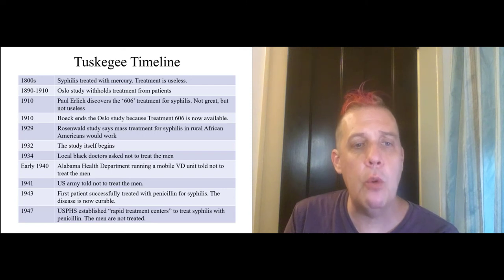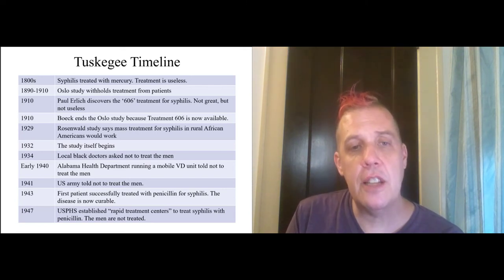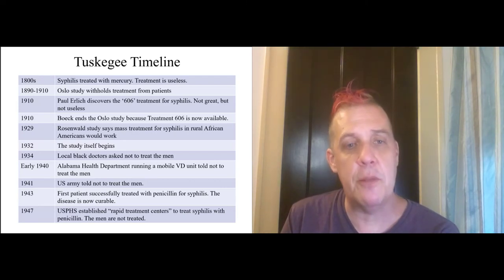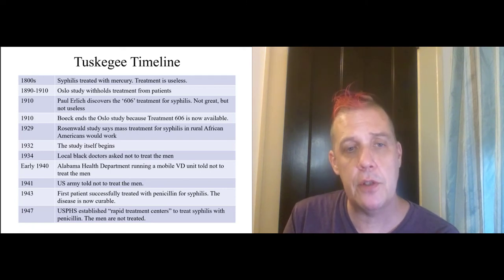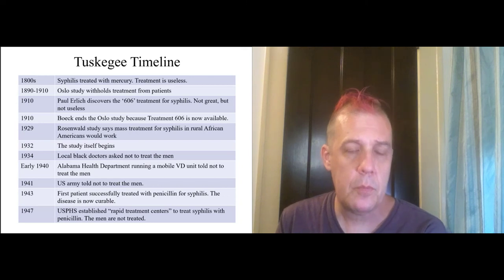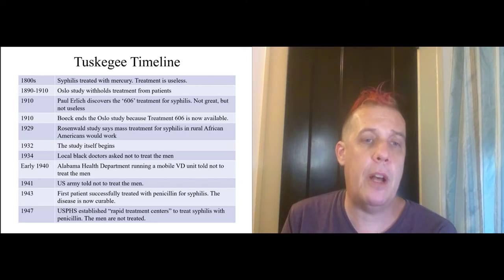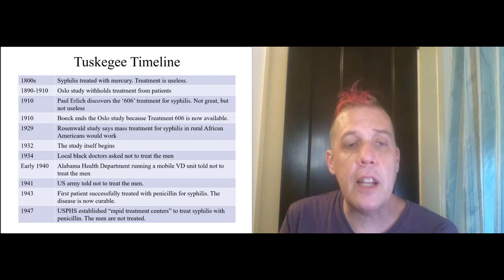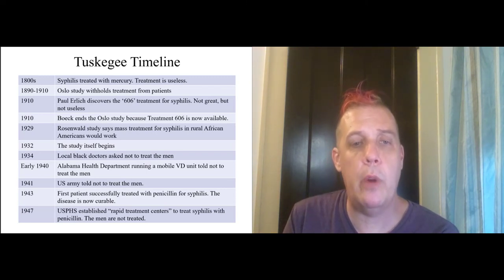In 1941, World War II has started. The Army thinks it's pretty important to have soldiers that don't have venereal disease for obvious reasons. So the Army is very busy treating everyone they can with what treatments are available for syphilis. They are told not to treat these men so that the doctors can observe the progress of the disease. Penicillin is introduced about this time, and by 1943, it is shown that syphilis can be completely cured with penicillin.